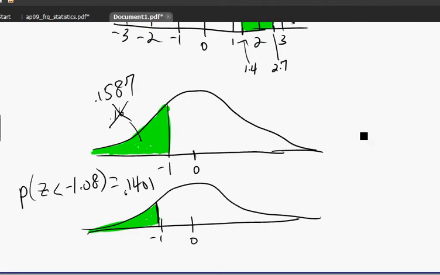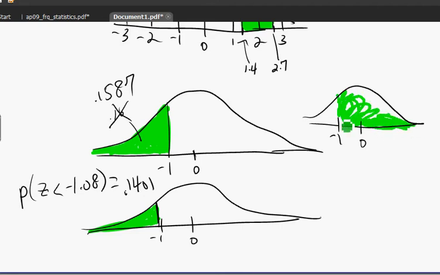Okay? Let me give you another one. What if I needed to find exactly the area from negative 1 to positive infinity? Okay? How would you do it? You go to the table, flip from 1. Oh, so if this area is 0.1587, the area on the other side is 1 minus 0.1587.